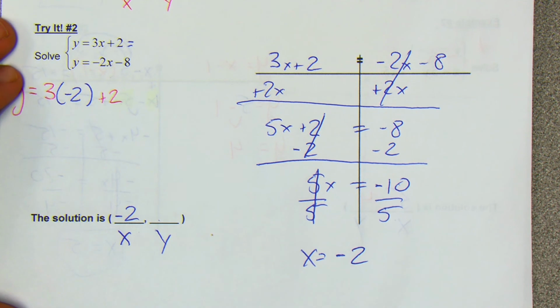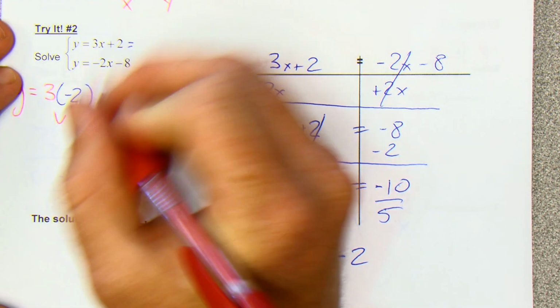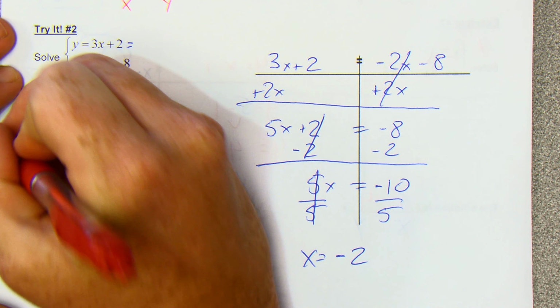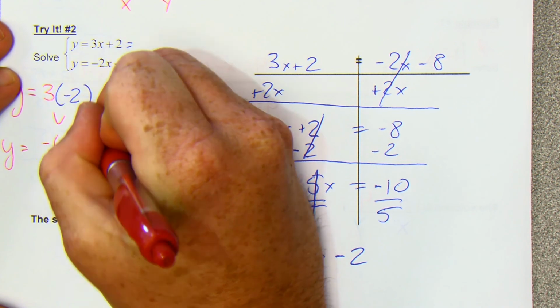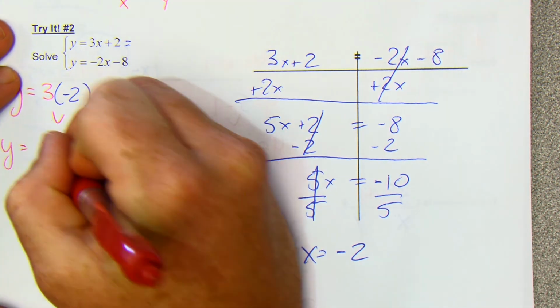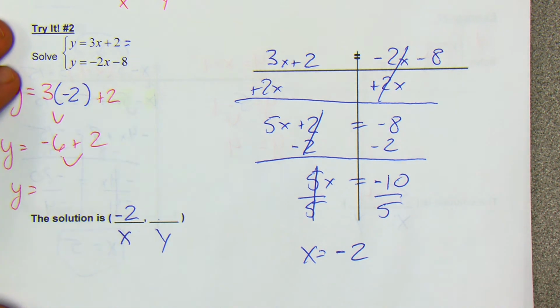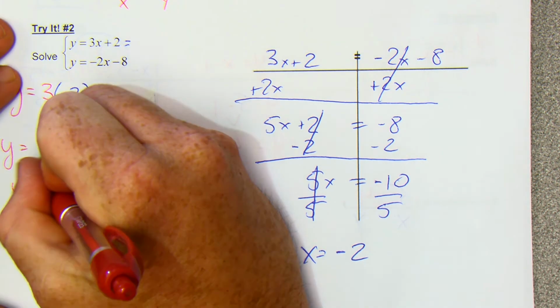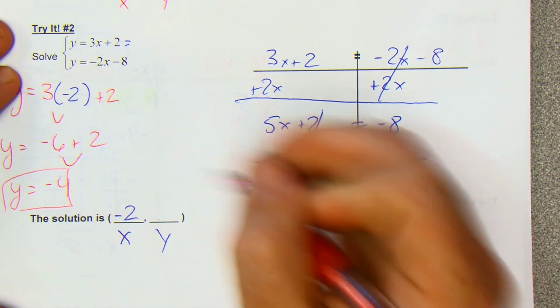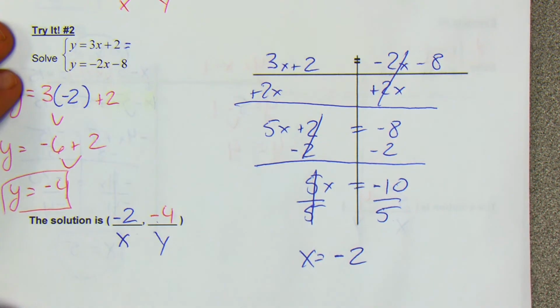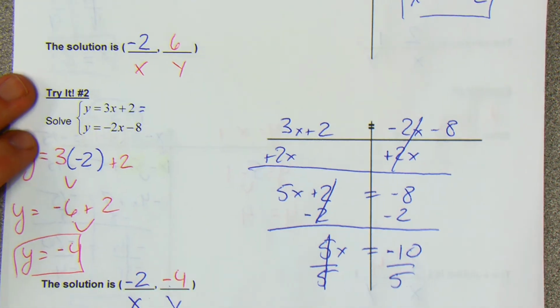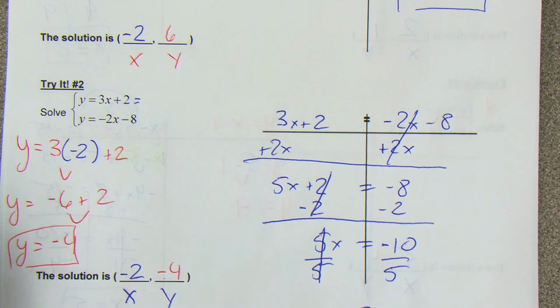So let's simplify now. We will do 3 times negative 2 is negative 6. So I get y equals negative 6 plus 2. Negative 6 plus 2 is negative 4. So I get y equals negative 4. Okay. So your two solutions should be negative 2 comma 6 and negative 2 comma negative 4.